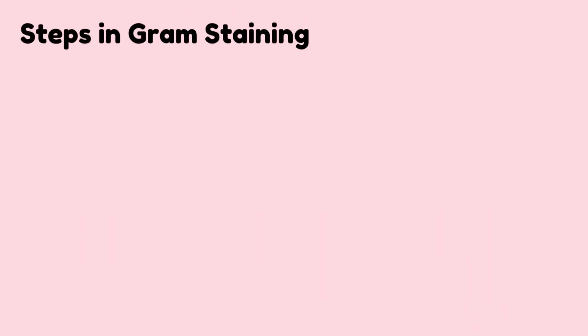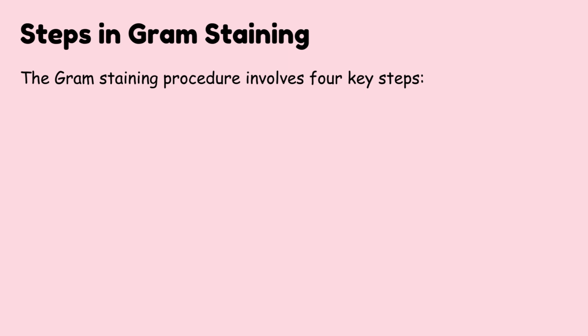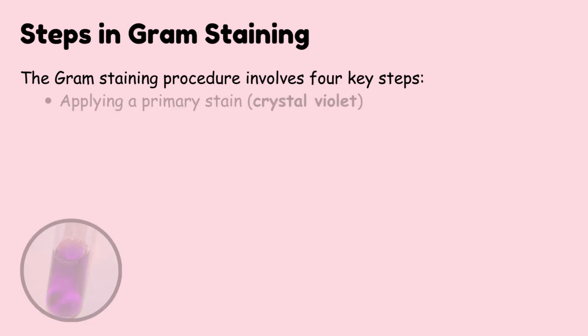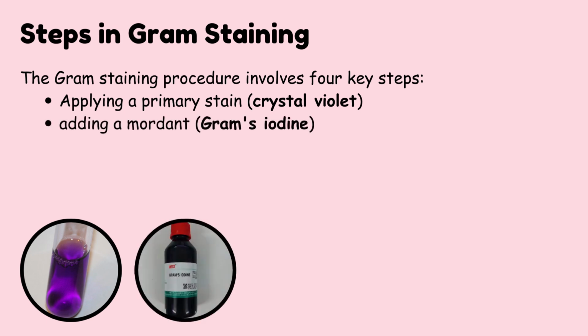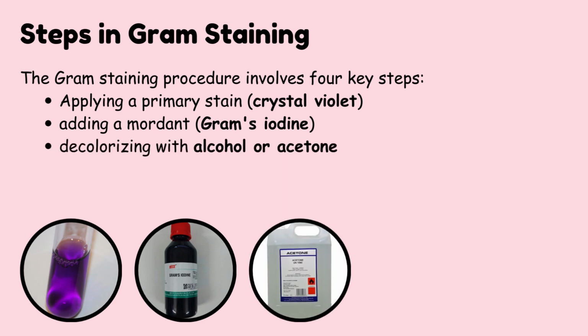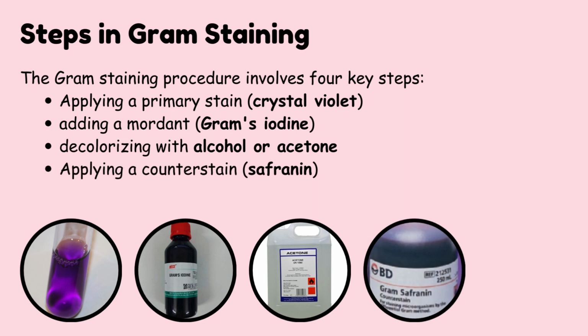Steps in gram staining. The gram staining procedure involves 4 key steps. Applying a primary stain, crystal violet. Adding a mordant, gram's iodine. Decolorizing with alcohol or acetone, and applying a counterstain, safranin.